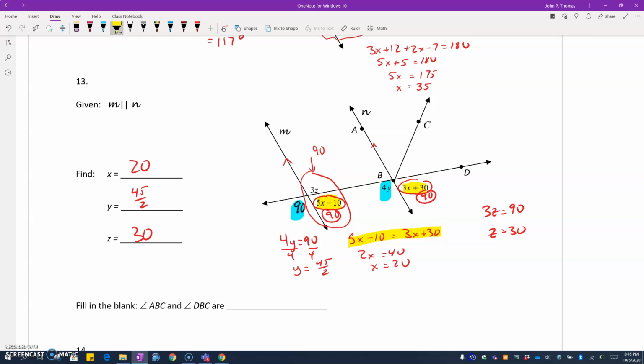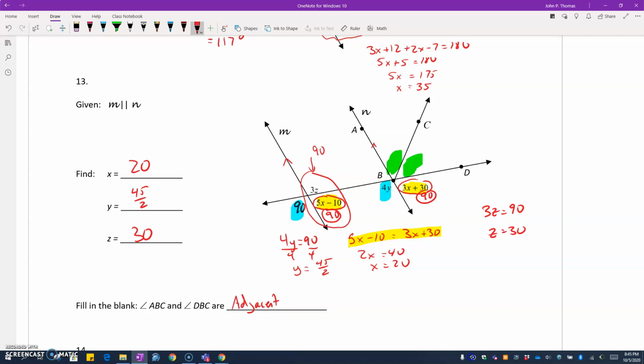Now, it asks about angle ABC, which is this angle in here, and angle DBC, which is this angle here. Now, unfortunately, we can't say a whole lot about those two angles based on this diagram because we weren't given anything else as far as bisector, perpendicular, or anything else. So about the only thing that I could say here is that they're adjacent. So those two angles are adjacent.